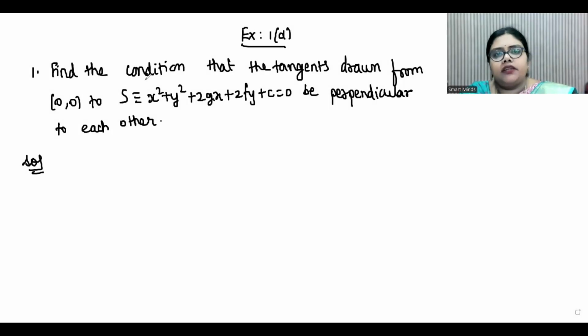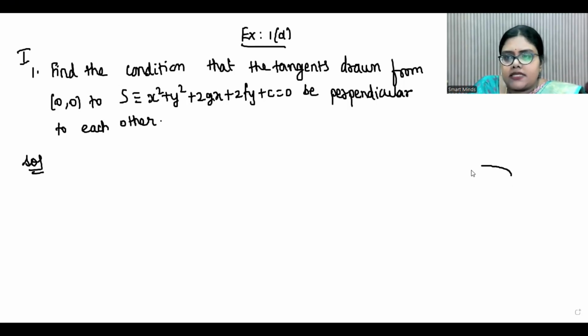Now let us continue with exercise 1D. So take the first question. This is Roman number 1. Question number 1. Find the condition that the tangents drawn from (0, 0) to S, which is x square plus y square plus 2gx plus 2fy plus c equals 0, be perpendicular to each other.